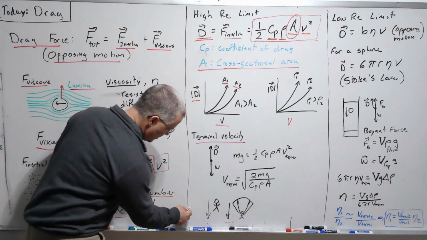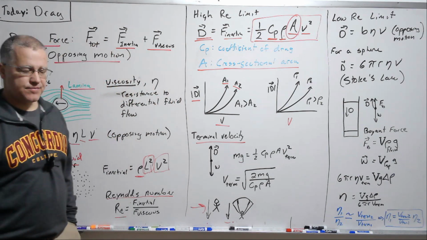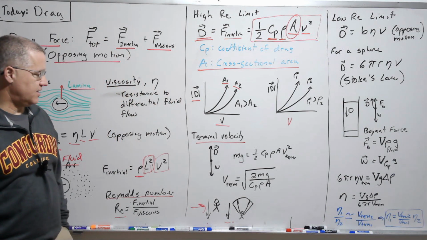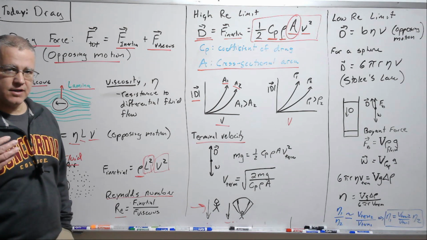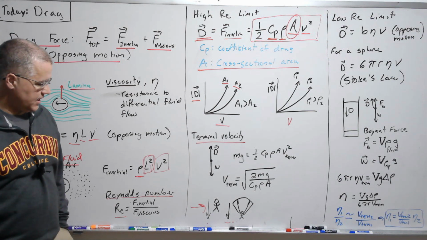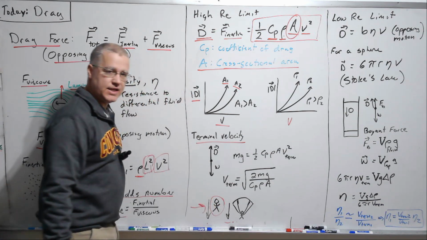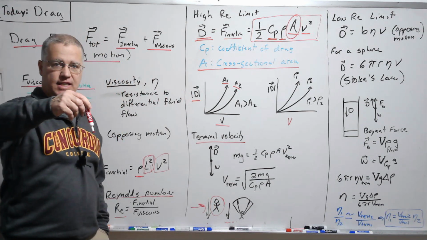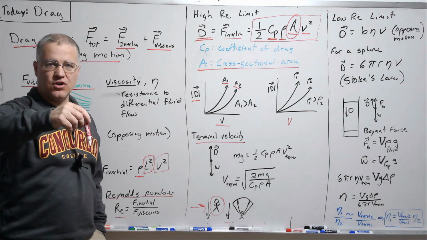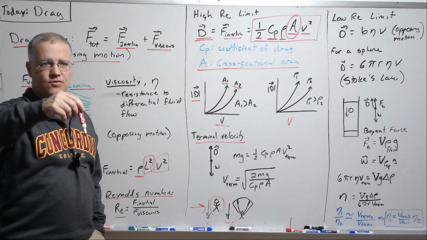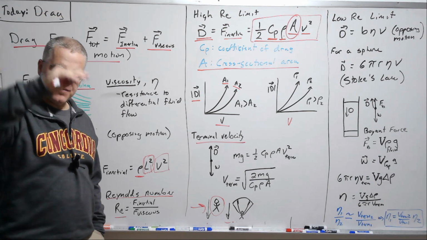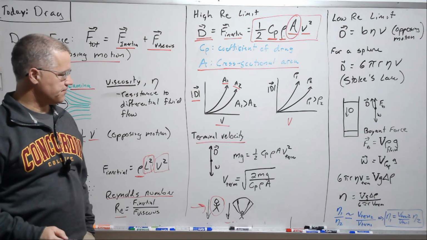All right, so let's think about this idea of terminal velocity. Let's imagine here that someone jumps out of an airplane and is going to parachute out of it. Before the parachute opens, we accelerate very quickly, but at some point we reach what's called terminal velocity. We are no longer accelerating, we're just falling at a particular speed.